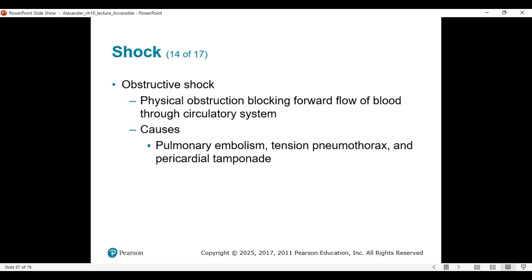Obstructive shock is the last category. This is something that's physically obstructing the blood flow. Some of the causes are PE or pulmonary embolism, a tension pneumothorax, or a pericardial tamponade.